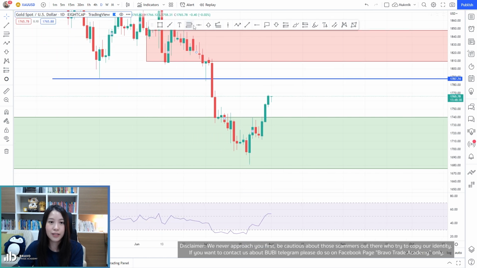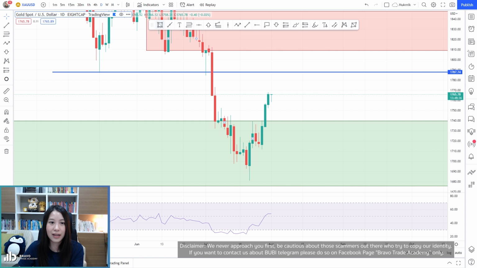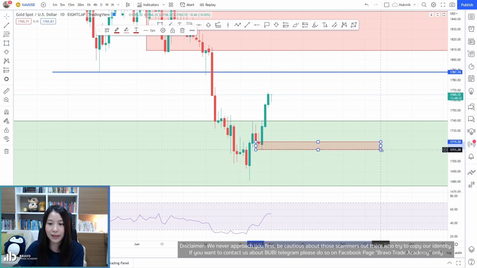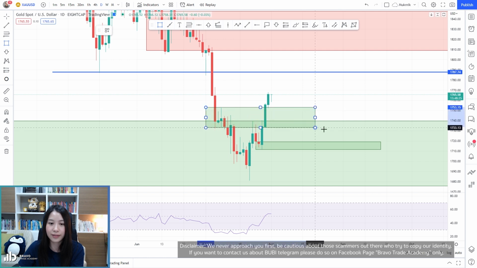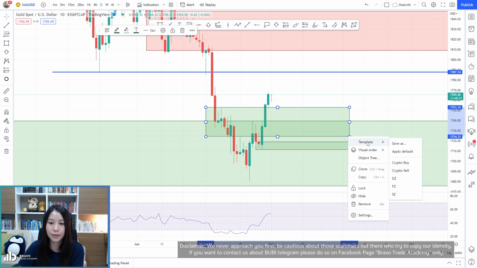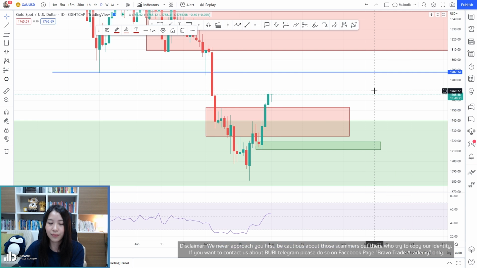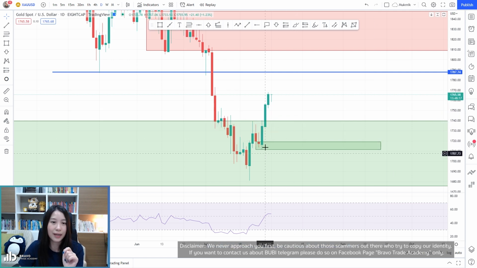We have our brand new demand zone here as well in the daily time frame. This demand has formed because this supply zone has been removed. That's gone, and we got a new demand zone there. Alright, so that's for the daily time frame.